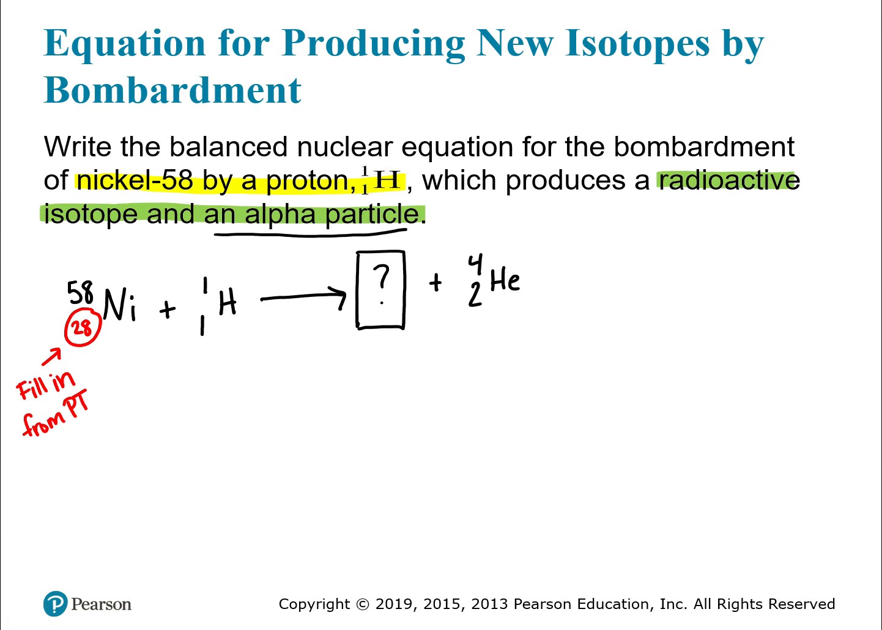Now we need to figure out what our total mass number is for the reactant side so that we can make that equal our product side. We've got the 58 from the nickel plus 1 from the proton. That means the mass number is 59 total for the reactant side.